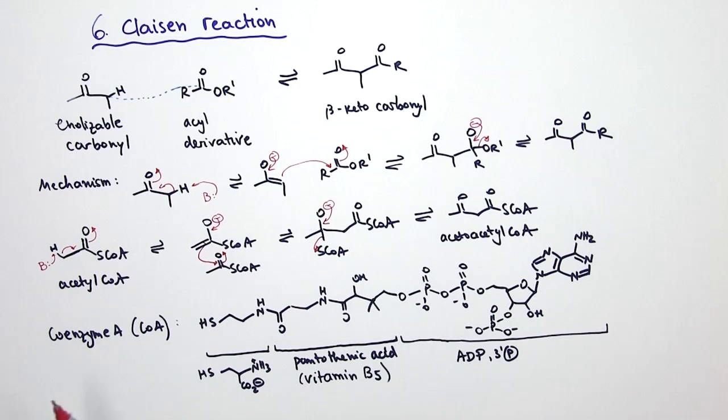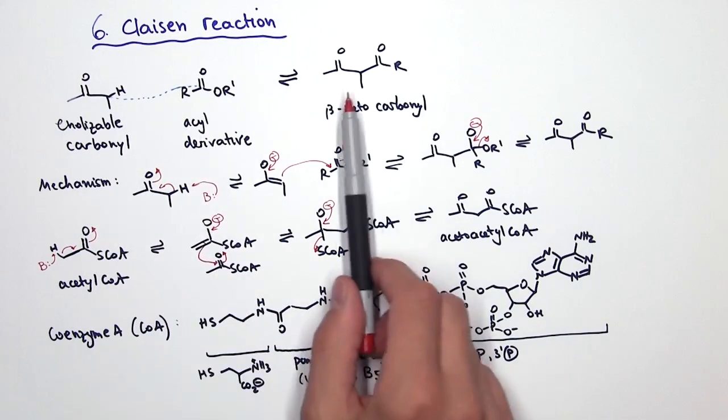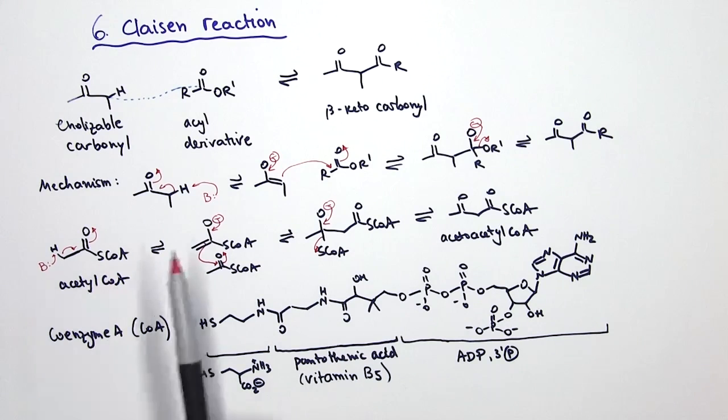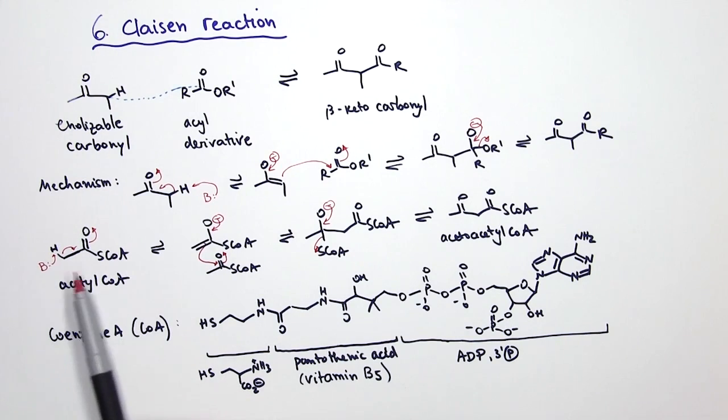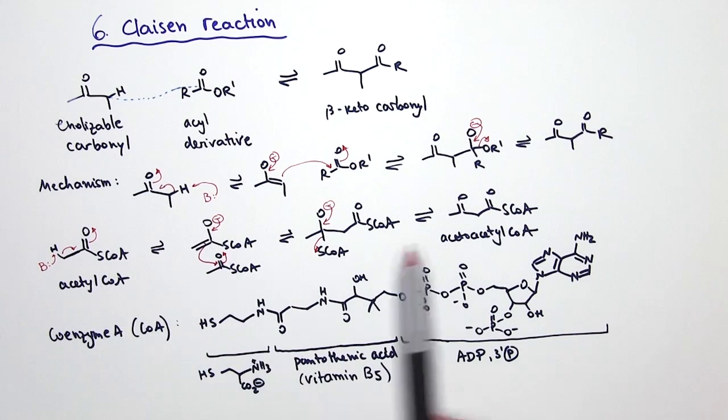Finally, we discussed the Claisen reaction, a reaction similar to the aldol between an enolizable carbonyl and acyl derivative, which generates a beta-ketocarbonyl. We introduced acetyl-CoA, a very important thioester that can undergo Claisen reaction with itself to form acetoacetyl-CoA. And we also introduced the structure of CoA, which is built around vitamin B5, an essential nutrient.